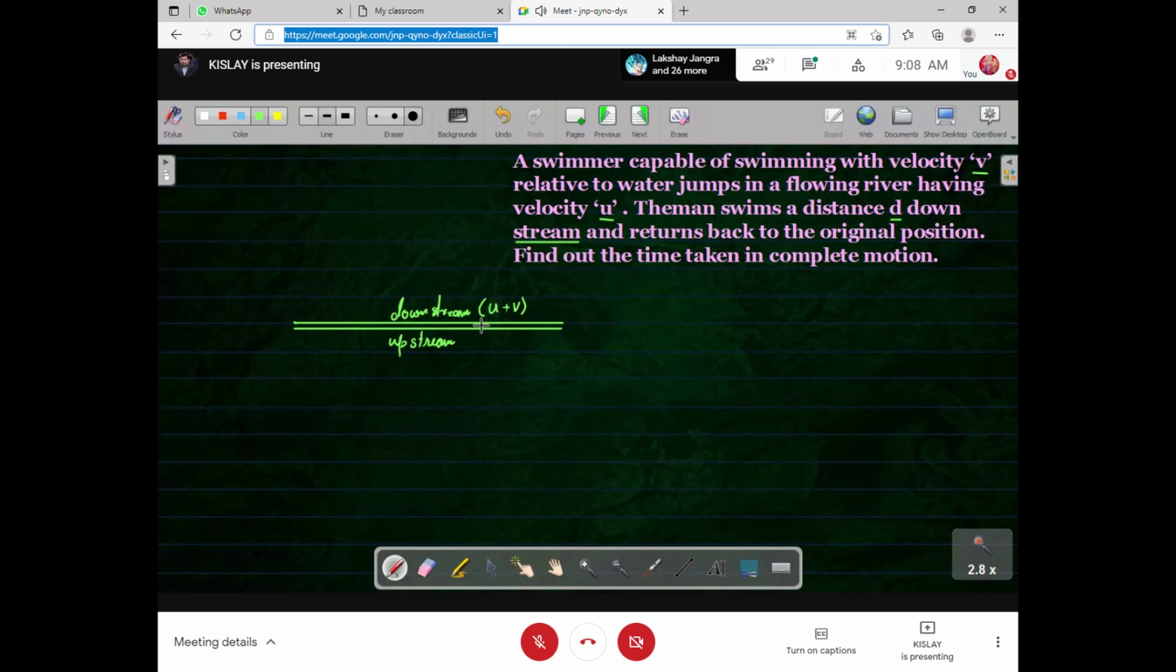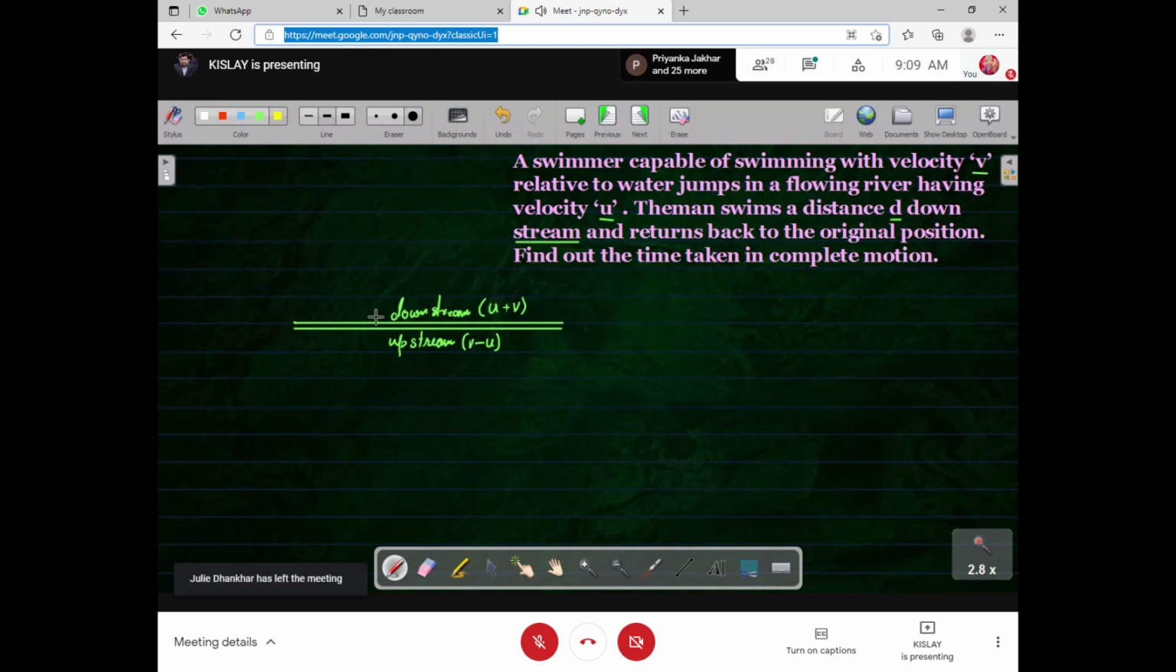So in the downstream, the velocity is v plus u, and in the upstream, listen carefully, it is v minus u. You can't say u minus v. Listen carefully. In the upstream, the swimmer is moving with v velocity, so the swimmer's velocity must be greater, so it should be v minus u.